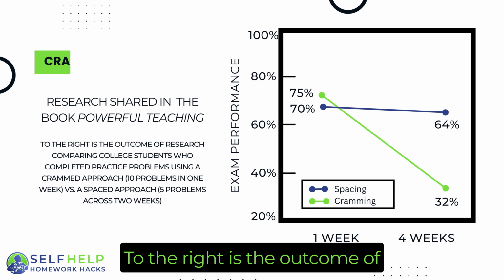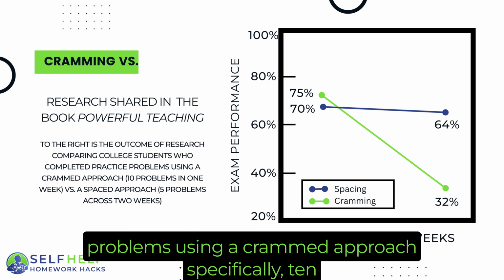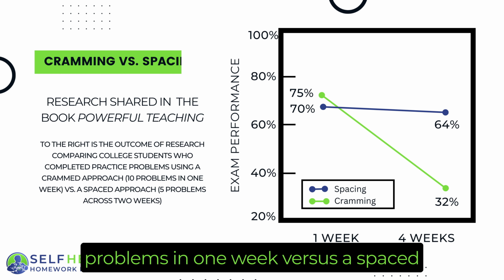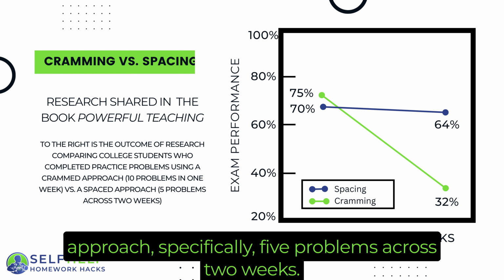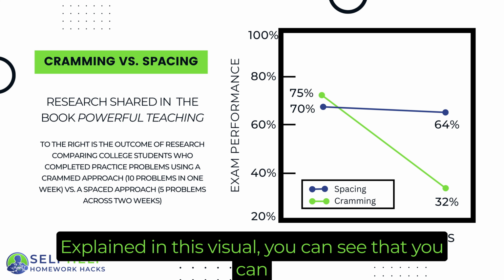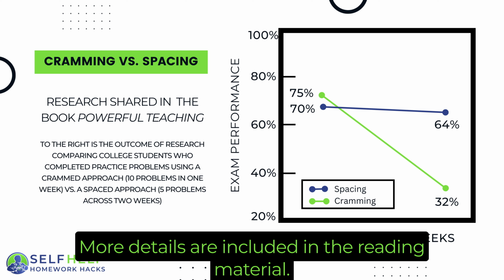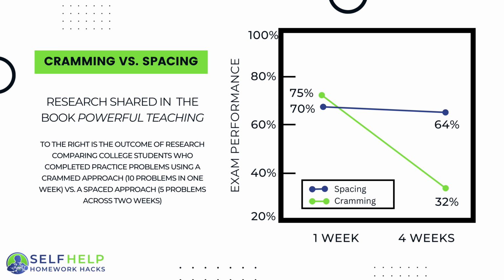To the right is the outcome of research comparing college students who completed practice problems using a crammed approach, specifically 10 problems in 1 week, versus a spaced approach, specifically 5 problems across 2 weeks. Explained in this visual, you can see that you can learn more effectively in half the time by spacing. More details are included in the reading material.